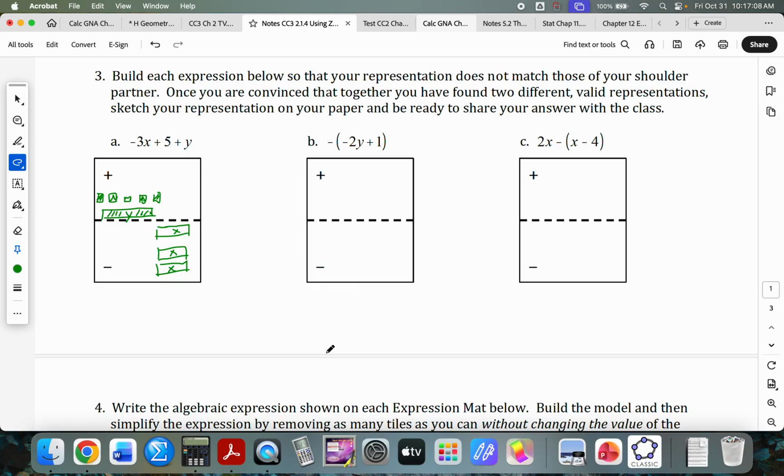All right. So Nyla, tell me what you have. I put 2 y rectangles on the positive. And are they positive y's or negative y's? And then 1 positive unit tile in the positive region.